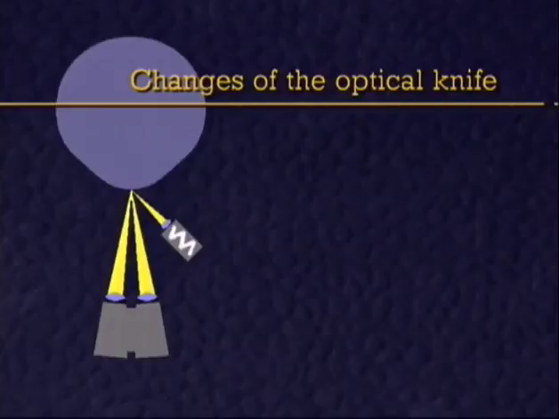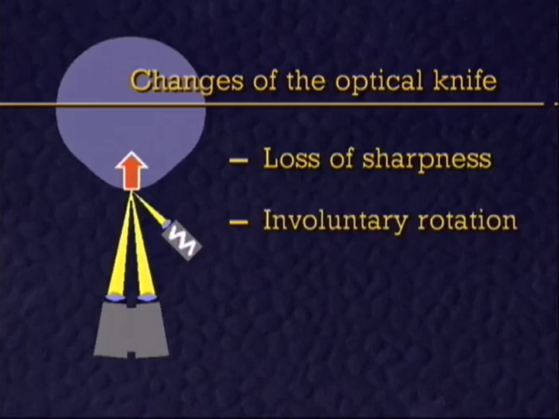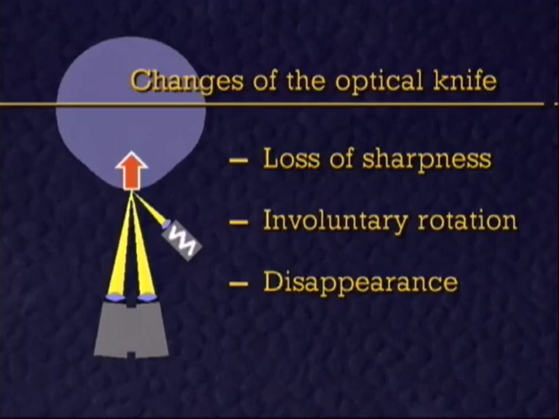How is the optical knife affected when examining the different parts of the eye? When the optical knife proceeds from the surface into the depths of the eye interior, its properties change. Therefore, adjustments must be made to compensate for the loss of sharpness of the optical knife, the involuntary rotation of the optical knife by the mirrors of contact glasses, and the disappearance of the optical knife in the examination of the lateral periphery of the fundus.